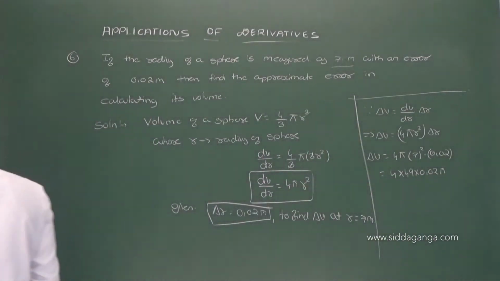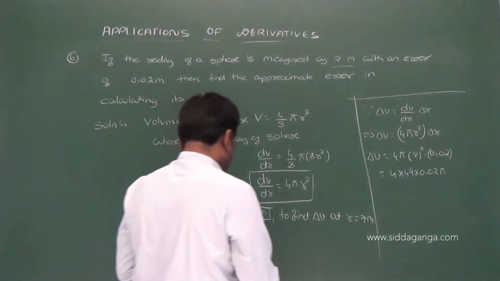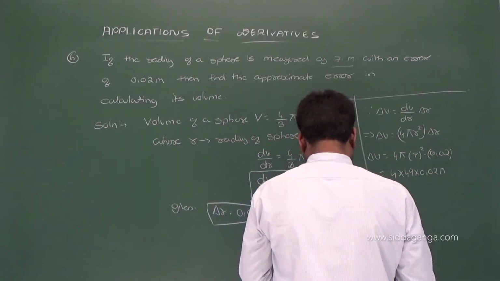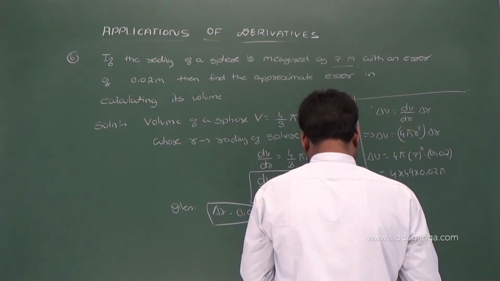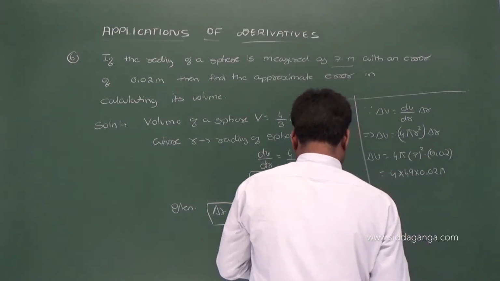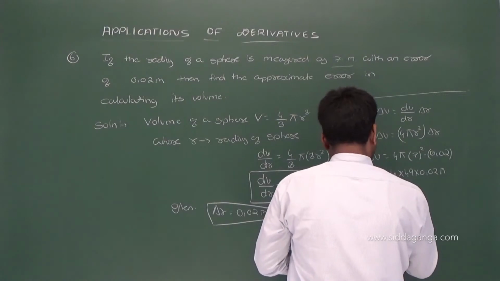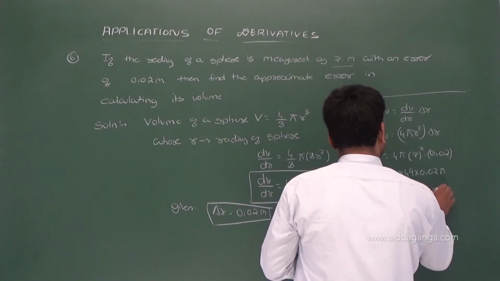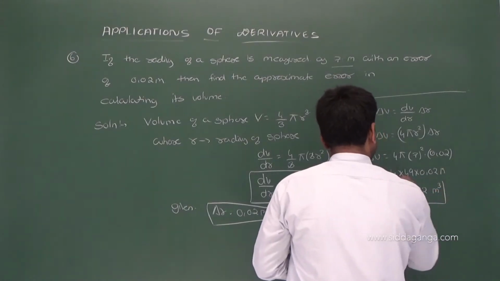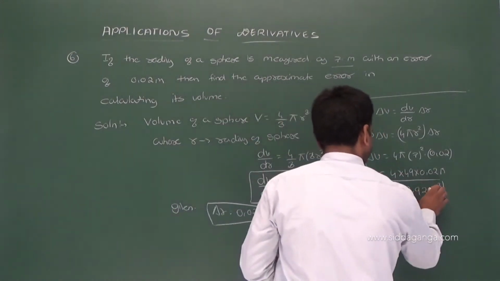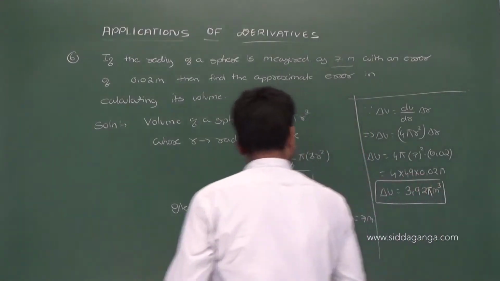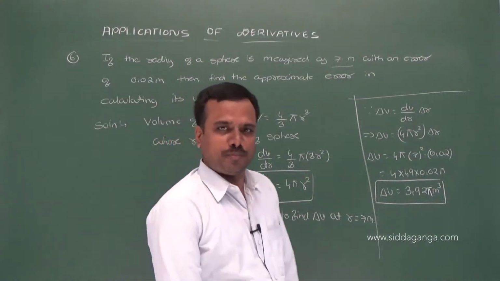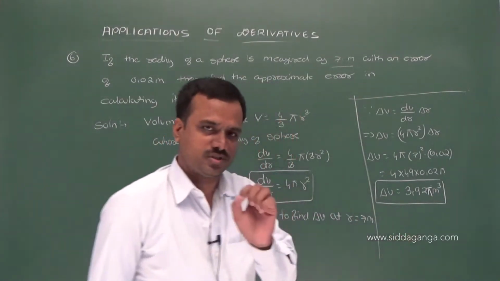Calculate. So delta V is equal to 3.92 meter cube. Delta V is equal to 3.92 pi meter cube. Same type of problem.